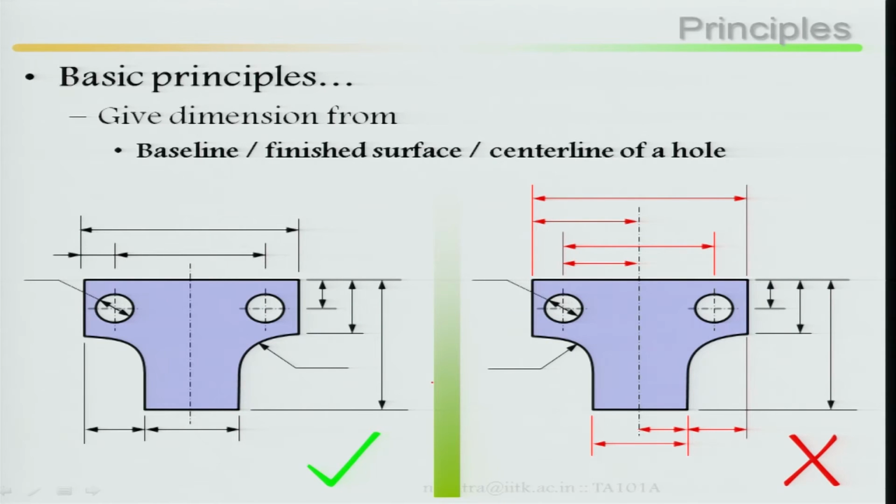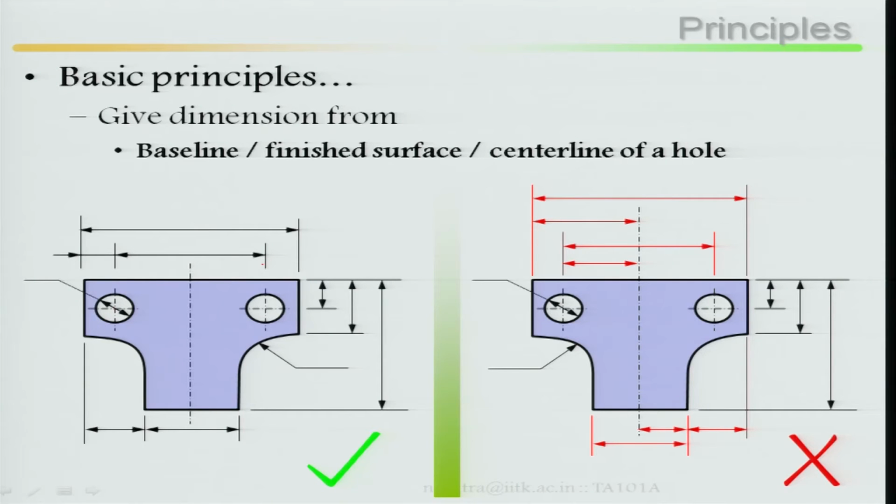Fourth point: give dimensions from the baseline, finish surface, or center line of a hole. Remember, number one is the baseline. Then the finish surface, this part is your finish surface. Then the center line of a hole. I am giving the dimension from the center. If there is a hole here and a hole here, this is the center point of this hole and this is the center point of that hole. From center to center the dimension has been marked.